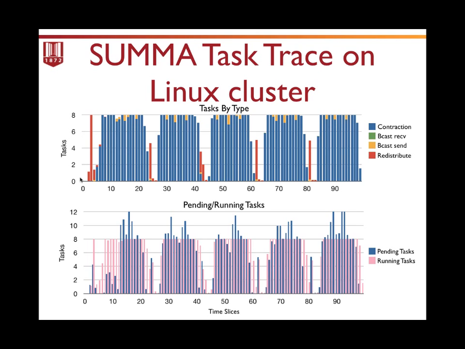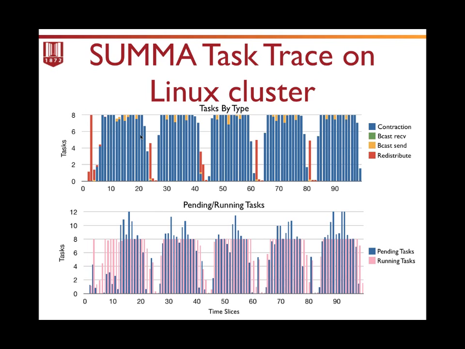The y-axis of this chart shows the average number of tasks that are computing for each time step or time slice. So here we're showing 100 total time slices, and each time slice can have up to 8 tasks running simultaneously.